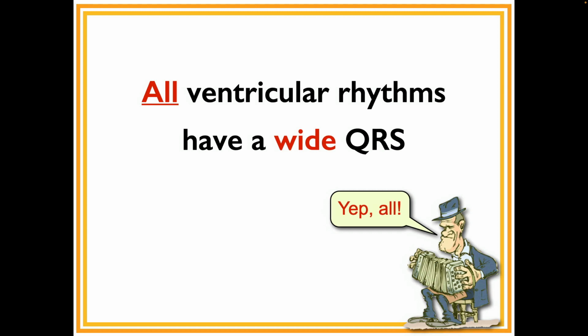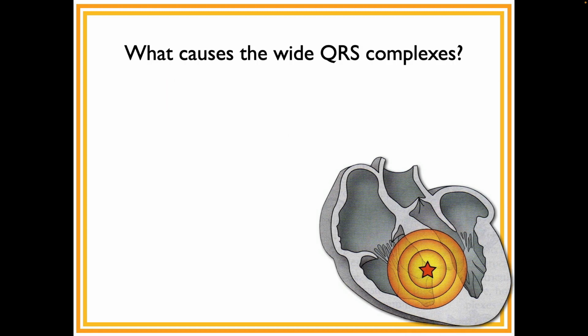And so why would that be? We're sort of jumping the gun here because we're not going to talk about ventricular rhythms for several weeks, but I want you to know this fact because it's important. So here's our pacemaker. This is the pacemaker, okay? It's down in the ventricles. We don't know why. We know it means something's wrong with the heart. Any rhythm where the pacemaker is down in the ventricles will always have a wide QRS.